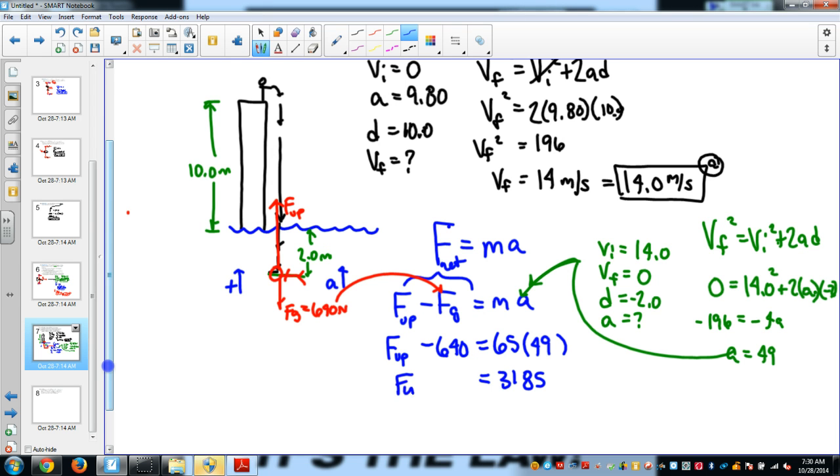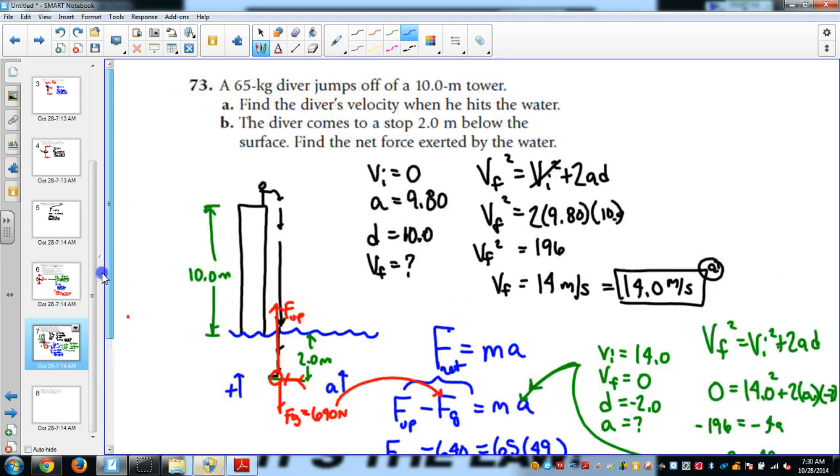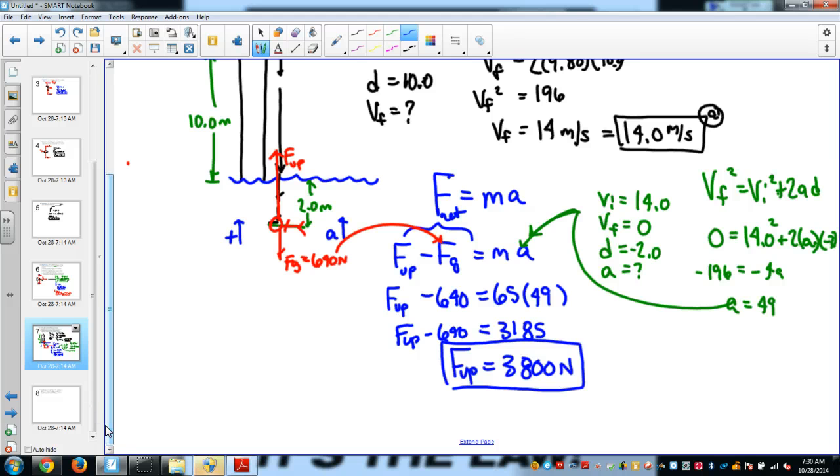So my up force minus 640. So I'm going to add 640 to 3185, and I get 3825. So my up force is 3,800 newtons. I guess it says what is the net force exerted by the water? So okay, yeah, there you go. There's the force exerted by the water right here. Probably the toughest problem we've seen so far because we've got multiple forces at work.